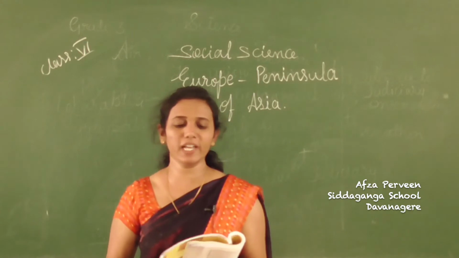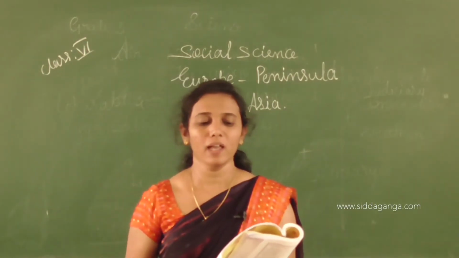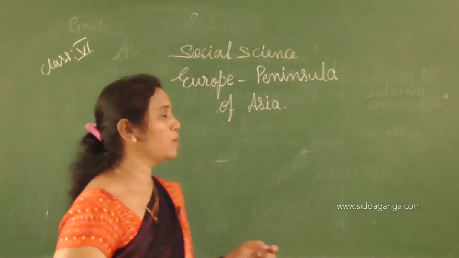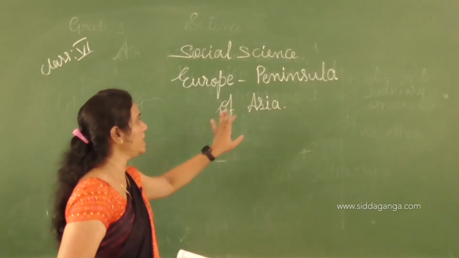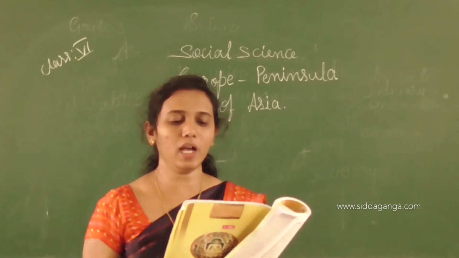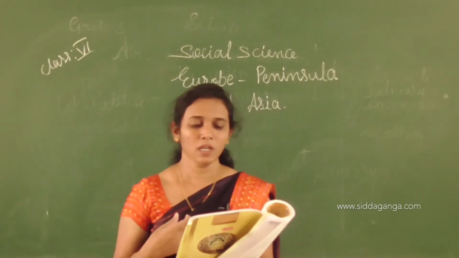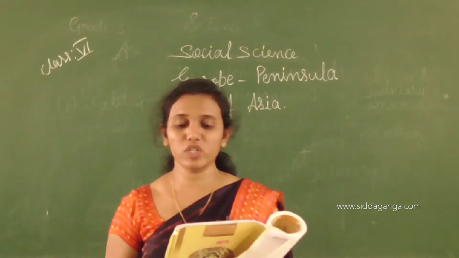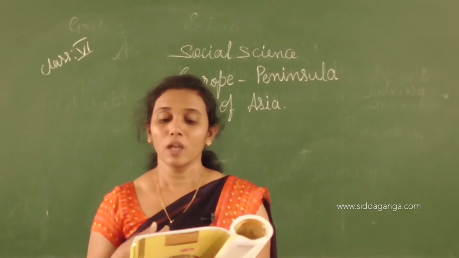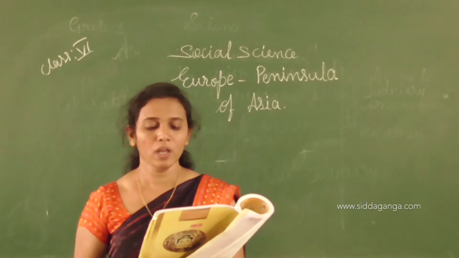Hello children, subject social science, topic Europe, geography. Europe, Peninsula of Asia. In this class we talk about which lesson children? Europe, Peninsula of Asia, class 6th. In this class we study about location, extent and physical setting and climatic divisions, natural vegetation, farming, dairying and fishing, mineral and industries, population, growth, distribution and density of Europe.